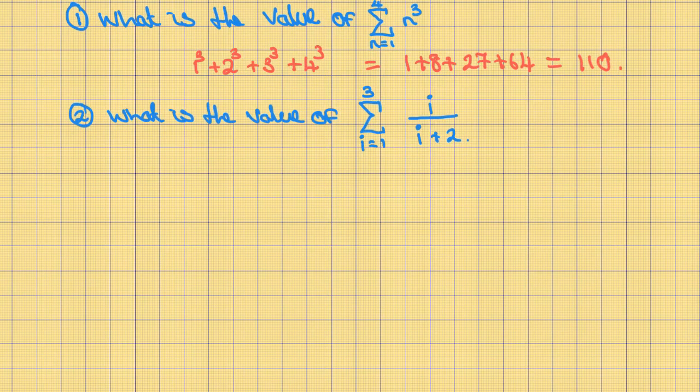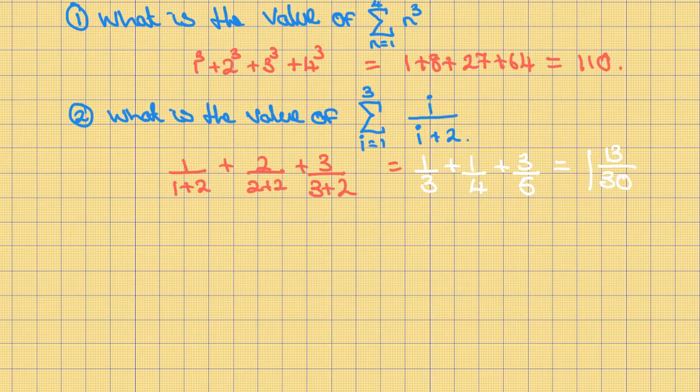Question 2. What is the value of sigma i over i plus 2 from i equals 1 to i equals 3? That equals 1 over 1 plus 2 plus 2 over 2 plus 2 plus 3 over 3 plus 2, which equals 1/3 plus 1/2 plus 3/5, which equals 1 and 13 over 30.